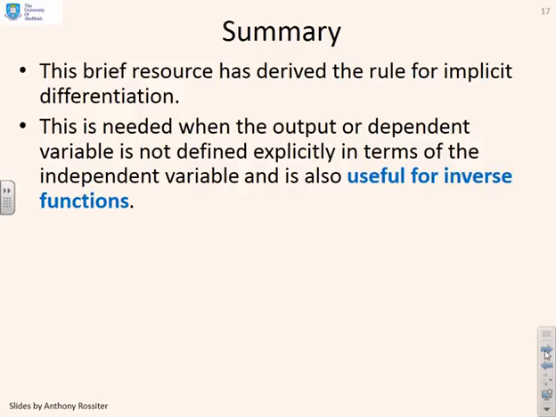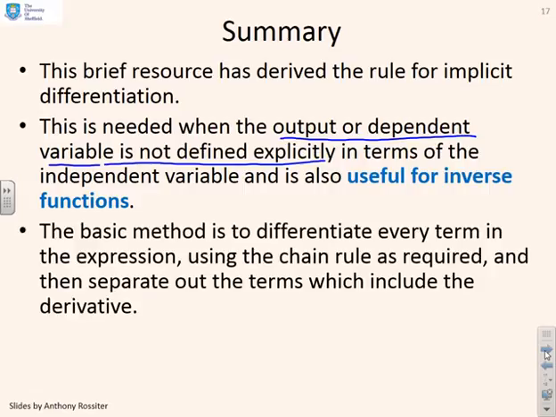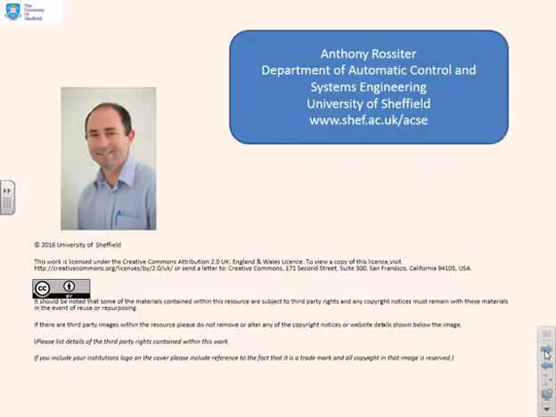So a summary. This brief resource has derived the rule for implicit differentiation, and this is needed when the output or dependent variable is not defined explicitly in terms of the independent variable, and it can also be useful for inverse functions. The basic method is to differentiate every term in the expression using the chain rule as required, and then separate out the terms which include the derivative. At times, you'll find it useful to recognize that dy dx times dx dy equals 1.